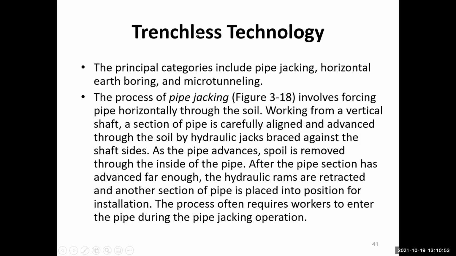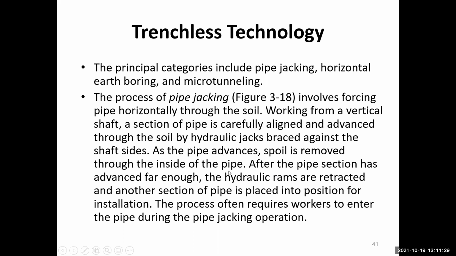Now the trenchless technology. In trenchless technology, the principal categories include pipe jacking, horizontal earth boring, and micro tunneling. The process of pipe jacking is shown in figure 3-18. It involves forcing pipe horizontally through the soil, working from a vertical shaft. A section of the pipe is carefully aligned and advanced through the soil by hydraulic jacks braced against the shaft sides. As the pipe advances, the spoil is removed through the inside of the pipe.